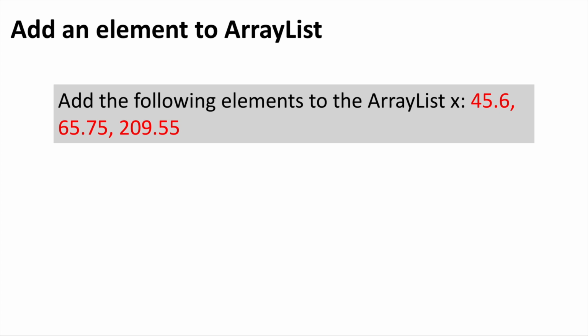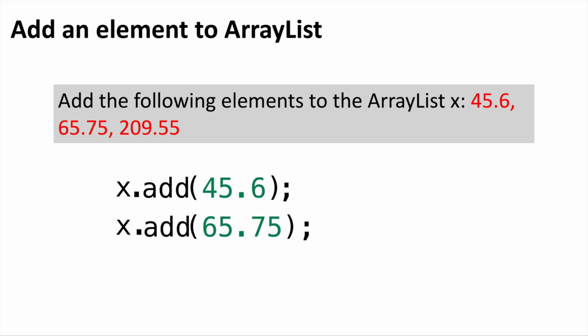Okay, so now we have X in the memory, and we want to start adding elements to that X. So we have these values, we want to add them to that array list. It's very easy. X dot add. We already said that. And in between, you pass the data you want to add to the array list. So we're adding now 45.6. Same thing for the second element and the third element. So these 3 lines can do that.